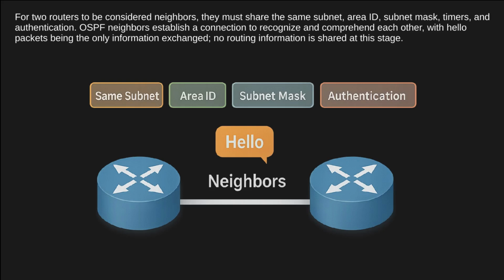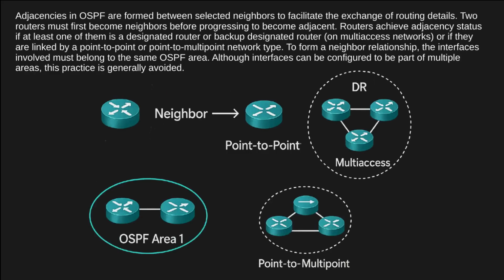OSPF neighbors establish a connection to recognize and comprehend each other, with hello packets being the only information exchanged. No routing information is shared at this stage. Adjacencies in OSPF are formed between selected neighbors to facilitate the exchange of routing details. 2 routers must first become neighbors before progressing to become adjacent.